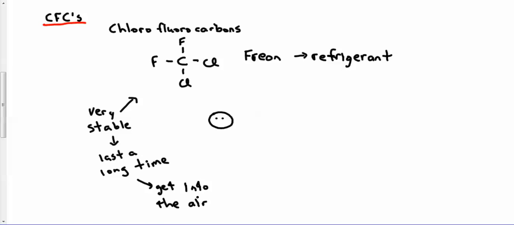These things are very, very stable. They hang around for a long time, and eventually your fridge or your air conditioning gets broken. These gases escape. They get up into the air, and that is bad. Why? Because when they get up into the upper atmosphere, there's a molecule called ozone. It's O3. Okay. And it does something very special. There's a whole layer of it up in our atmosphere, the ozone layer, and it helps absorb ultraviolet light.